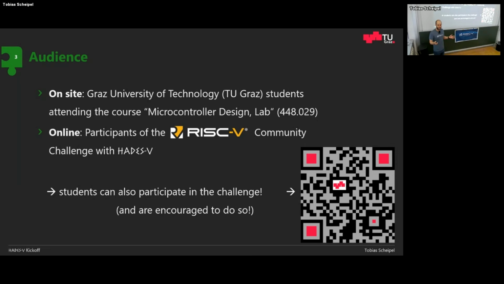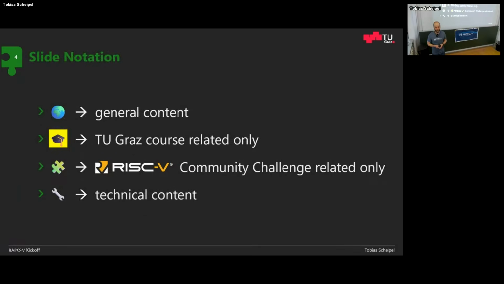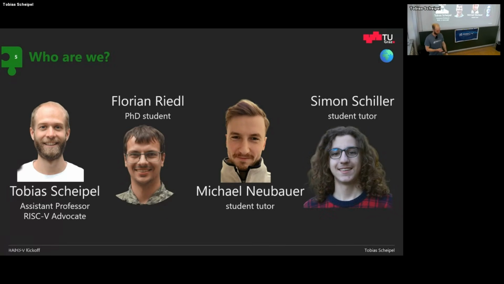So, as I said, we have two audiences. That's why I decided to have a slide notation with 4 different emojis. The globe is for general content. The doctor's hat here is for TU Graz course related content only, so that's not that important for the online community. The puzzle piece is for the community challenge. And we have the wrench here for the technical content. We're going to put the notation at the top right of our slide, so you see it always on your screen.